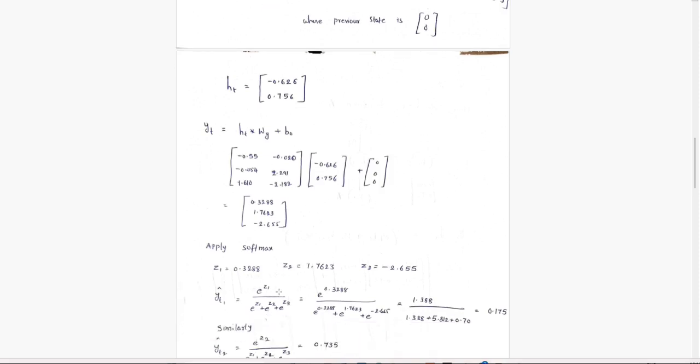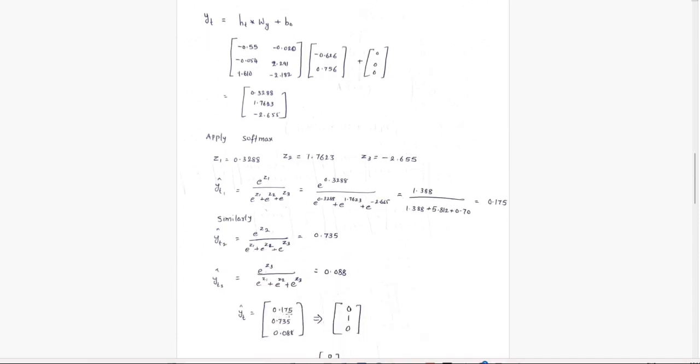After multiplying, finally we got the result. Then we have to apply the softmax. The softmax formula is e to the power of z1 divided by e to the power of z1 plus e to the power of z2 plus e to the power of z3. So z1 is the first one, 0.32, z2 is the second one, and z3 is the third one. After performing the softmax, we got 0.175 for z1, 0.735 for the second one, 0.088 for the third one.